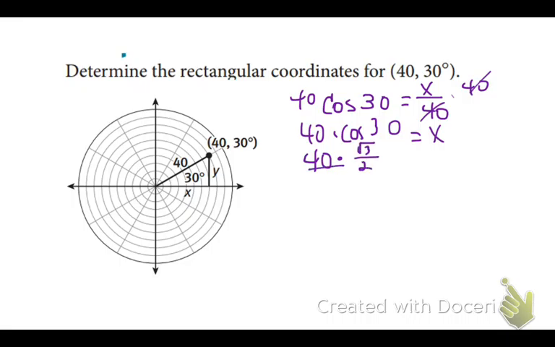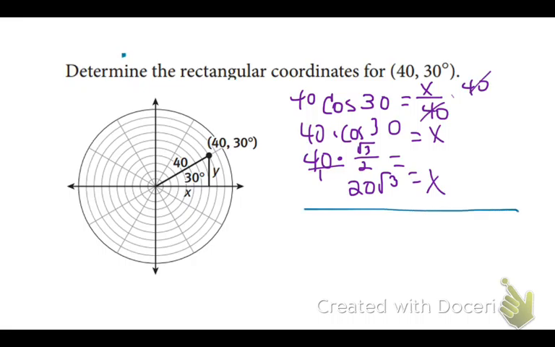Okay? So 40 we'll put over 1. So 40 times the square root of 3 over 2 would equal what? Over 2. And can we do some reducing? And what would it end up being? 20 square root of 3. So that's your x.